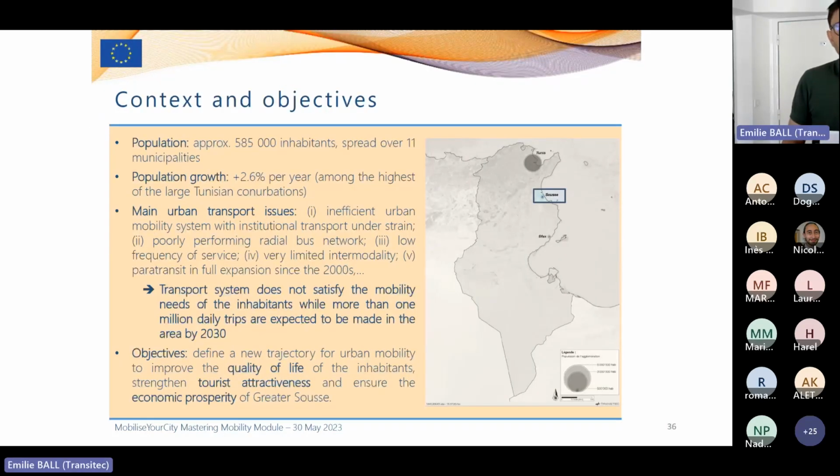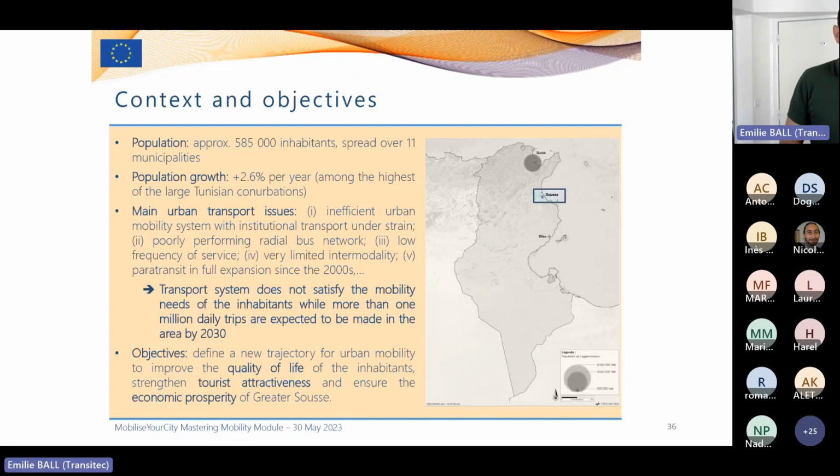So the population of Sousse is about 585,000 inhabitants, and it is the agglomeration where the population growth is the highest in the country. The challenges are clearly an inefficient urban mobility system, a poorly performing radial bus network, low frequency of services, and very limited possibility to have multimodal behaviors, and paratransit has been more and more important, as well as private cars since the 2000s.